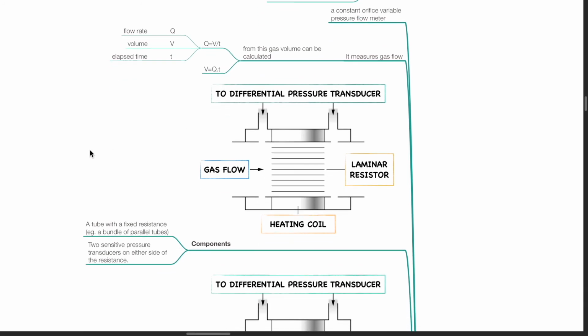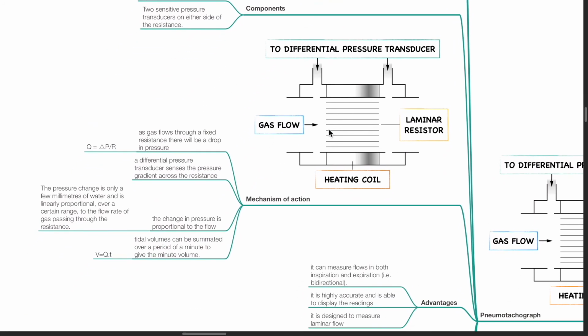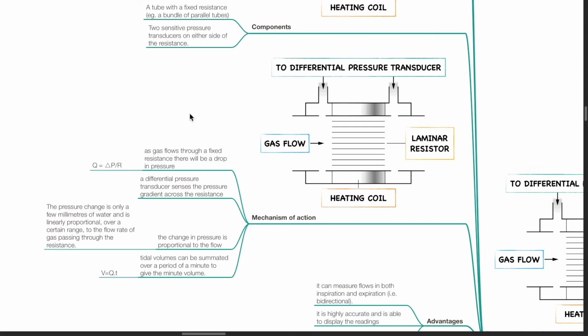Components include a tube with a fixed resistance, such as a bundle of parallel tubes, known as the laminar resistor, and two sensitive pressure transducers on either side of the resistance. Mechanism of action: as gas flows through a fixed resistance, there will be a drop in pressure. A differential pressure transducer senses the pressure gradient across the resistance. The change in pressure is proportional to the flow.